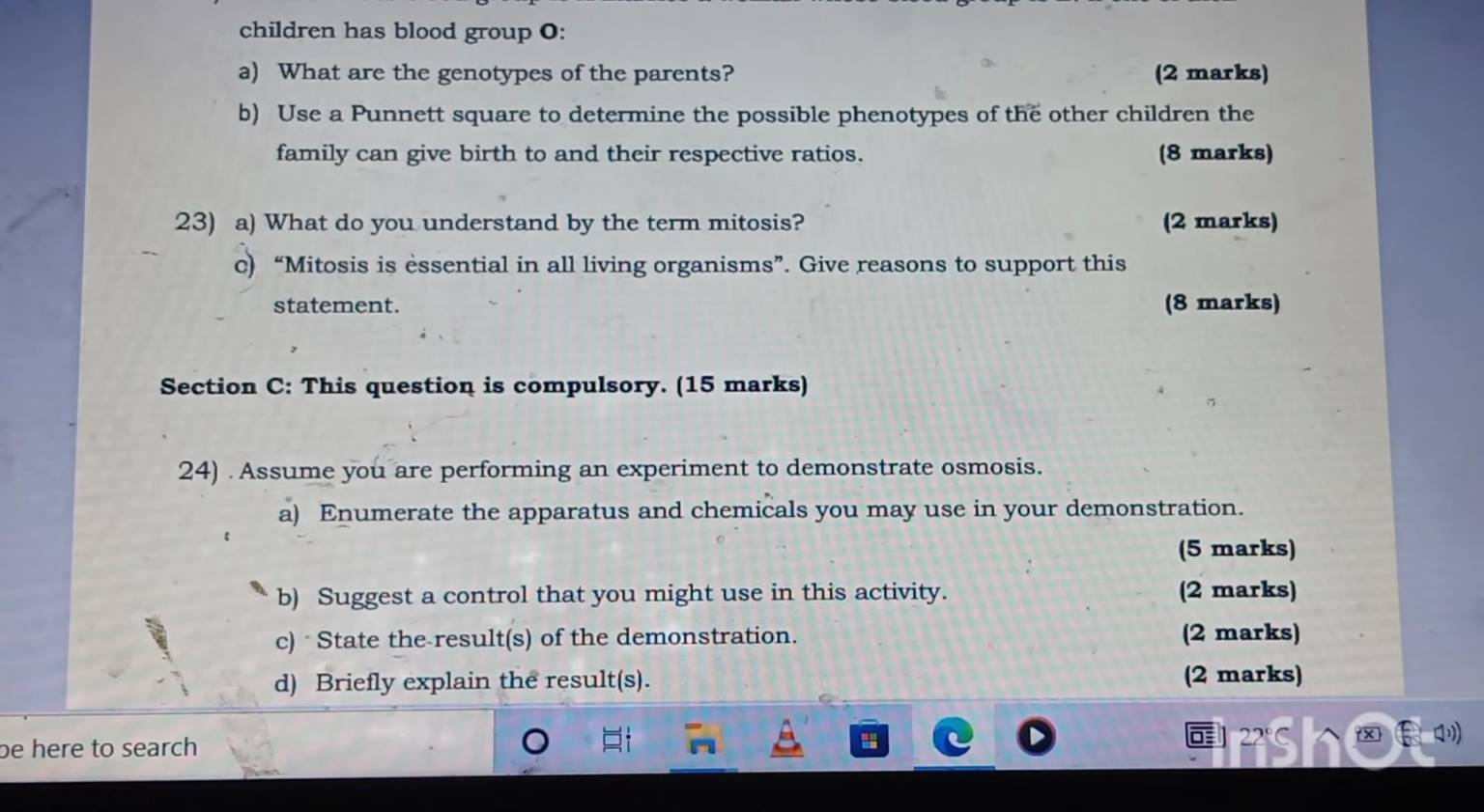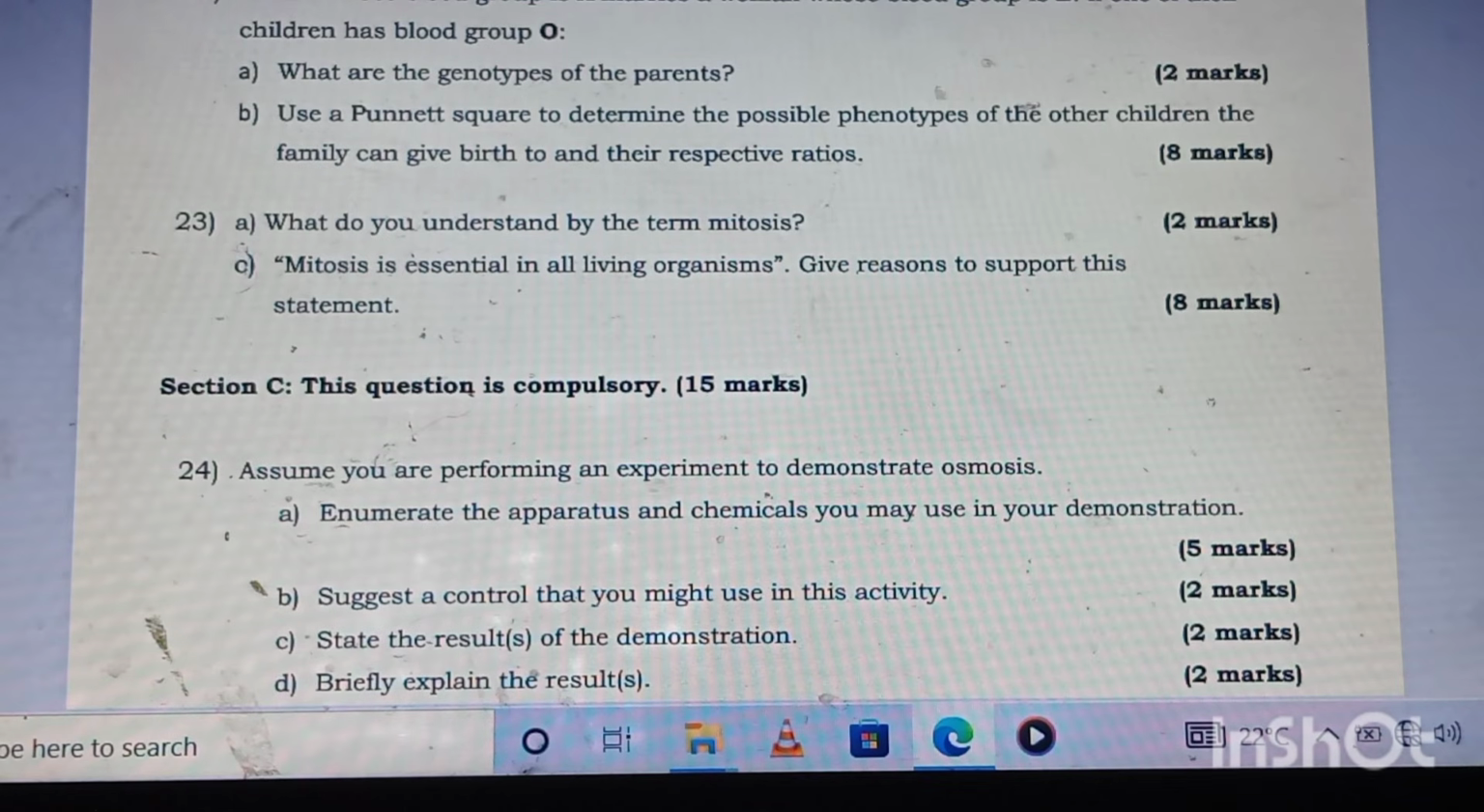For B, mitosis is essential in all living things. Give the reason to support this statement. Mitosis has main importance for humans, even for plants, because it is involved in cell replacement. It involves growth. It involves asexual reproduction. Also, it involves genetic stability. Yes, I think it is done now.